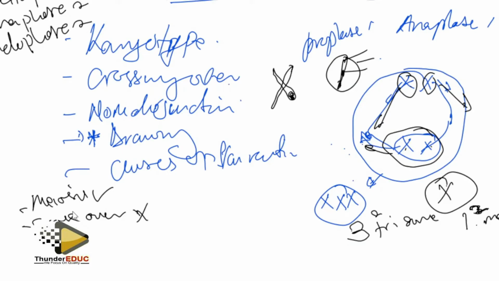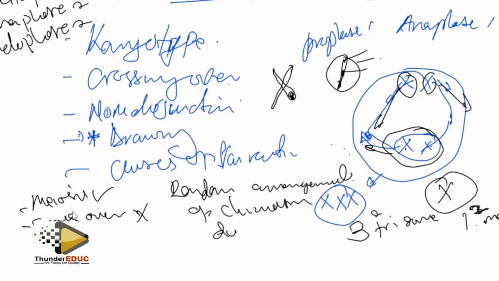Then it's going to say random arrangement of chromosomes during metaphase. We're going to say yes, but no. Why are we crossing it out when it's correct? It's because you mentioned meiosis here, and meiosis involves crossing over and random arrangement of chromosomes. So if they ask you this question, please remove meiosis. Don't think about meiosis. Then you talk about crossing over, random arrangement of chromosomes.